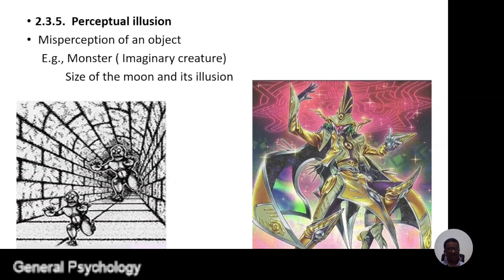The last one is perceptual illusion. Perceptual illusion refers to a misconception or misinterpretation of an object. Our understanding, our perception, and the actual size of the object are different.